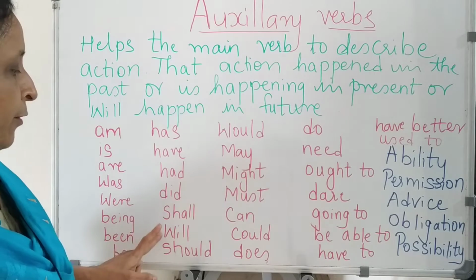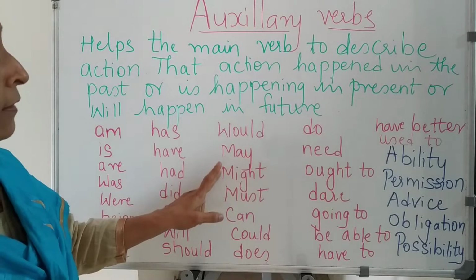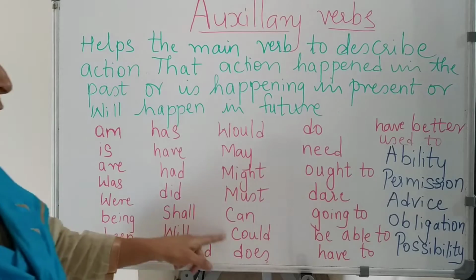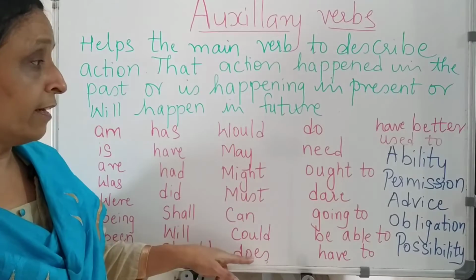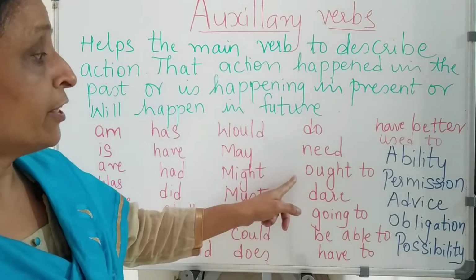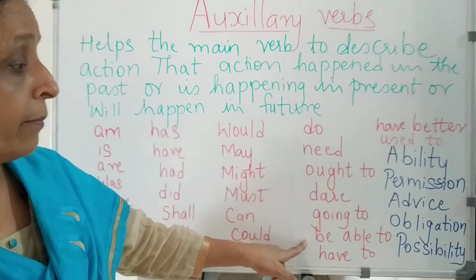Shall we play? Will you play? Should we play? I would play. Maybe it may rain. She might come today. She must do it. She can do it. She could do it. She does it. She will do it. She needs to do it. She ought to do it. She dare do it. She is going to do it. She will be able to do it.